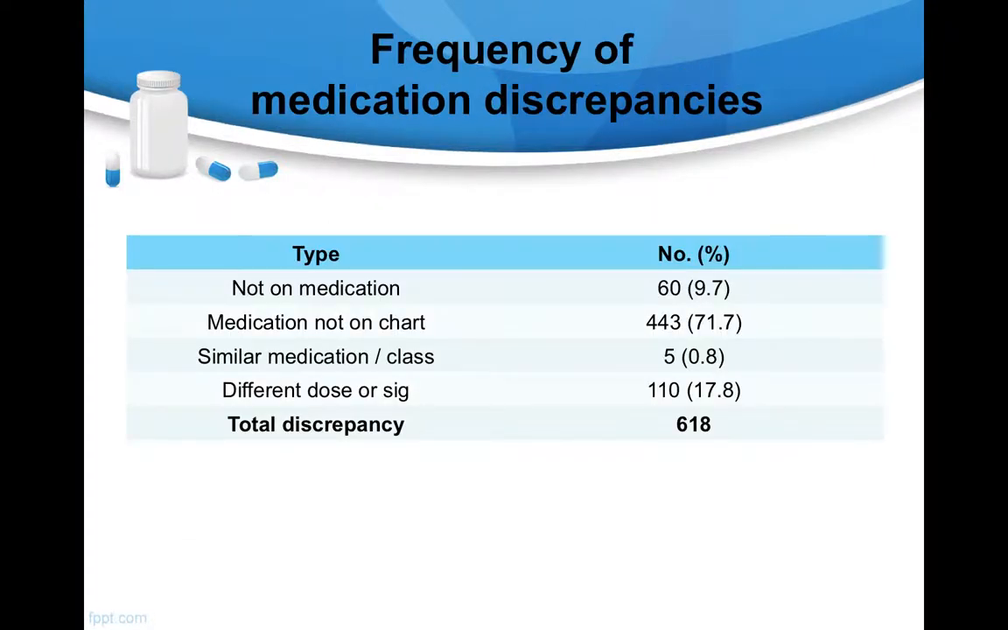Of those 618 total discrepancies, the most common type was medications not on chart. This was actually the most clinically significant type of discrepancy because this is where the dental provider is not fully aware of what dental patients are using. Certainly the other discrepancies may have clinical implications as well, but we felt that medication not on chart is probably the most important discrepancy.